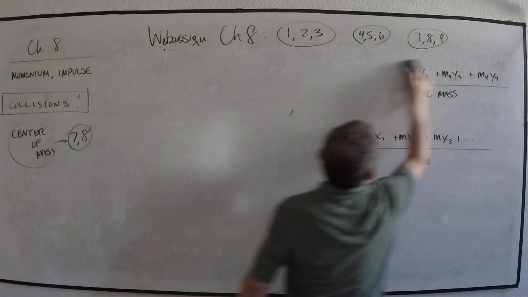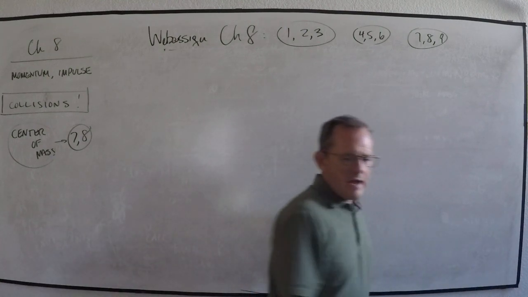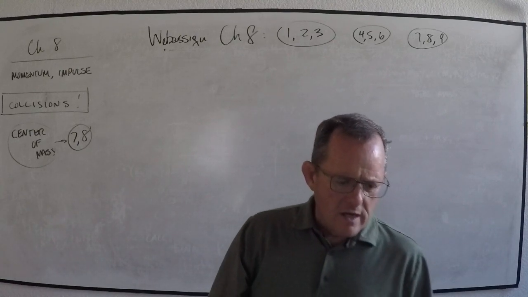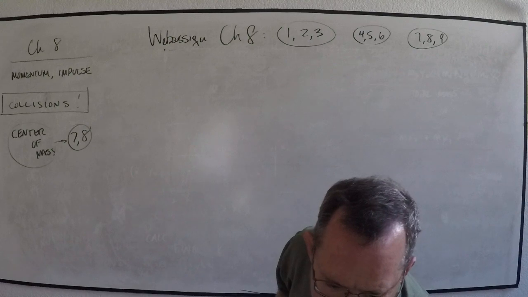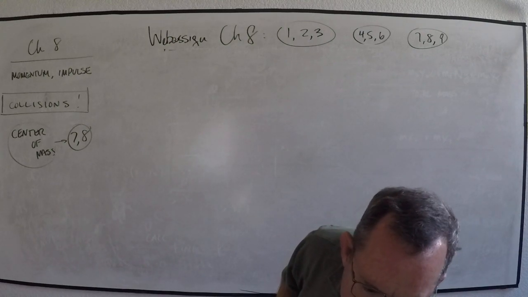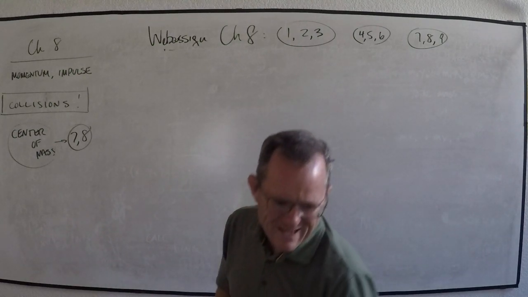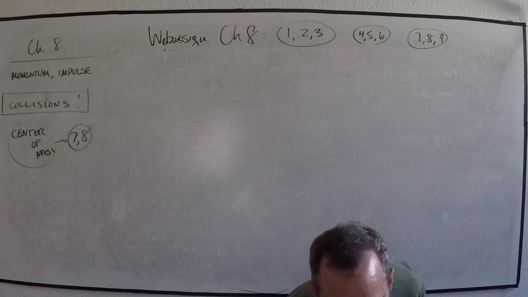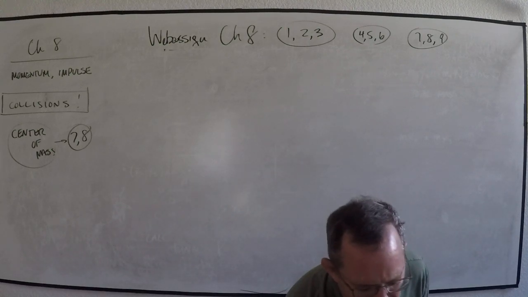All right, that's 7 and 8. Let's wrap up with number 9, and we will put chapter 8 behind us. Number 9 has a 12-gram bullet fired into a 2.8 kilogram block, initially at rest on the edge of a frictionless table of height 1 meter. The bullet remains in the block, and after impact, the block lands 2 meters from the bottom of the table. Determine the initial speed of the bullet.